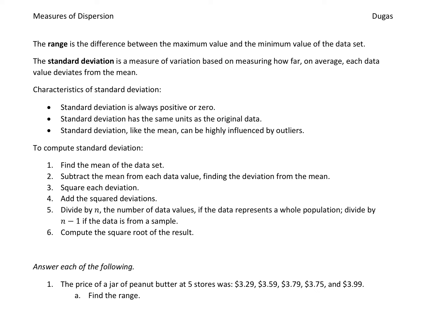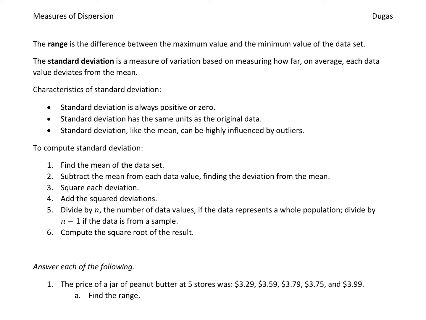However, if even one person changes, then there's a deviation from the norm. So it would always be positive. Standard deviation has the same units as the original data. So if your data is measured in dollars, then the standard deviation is also in dollars.